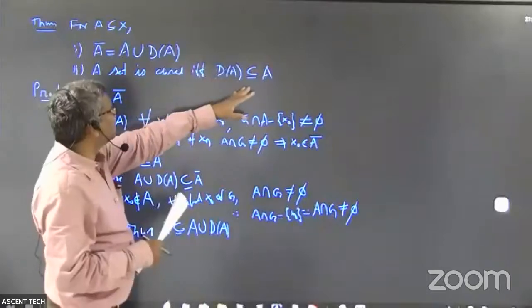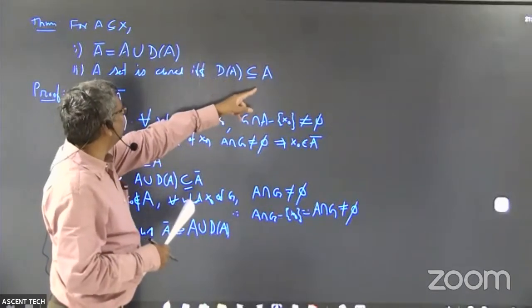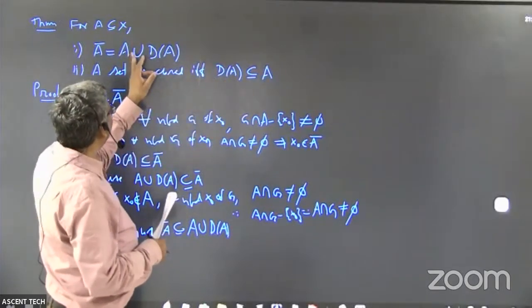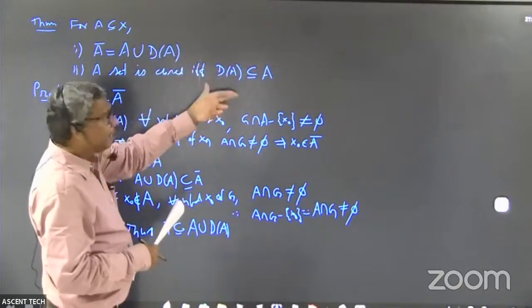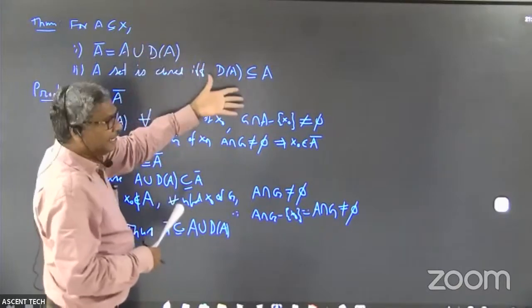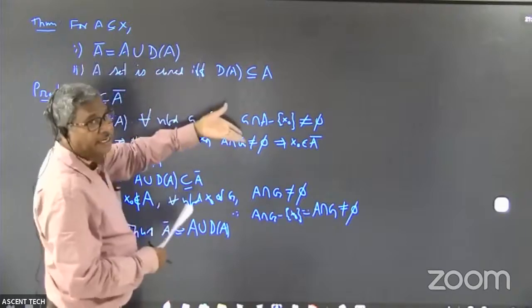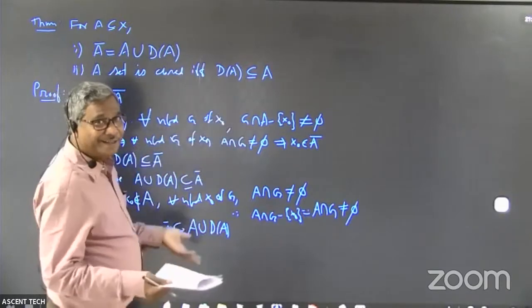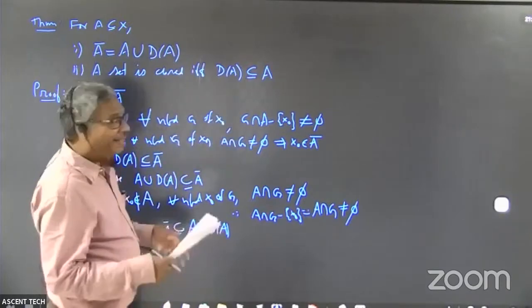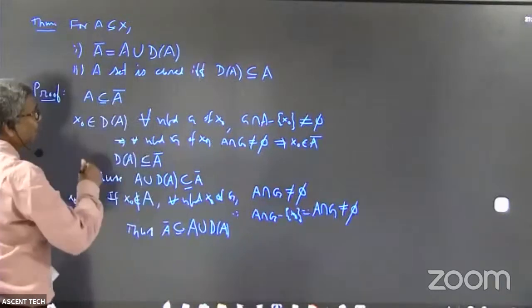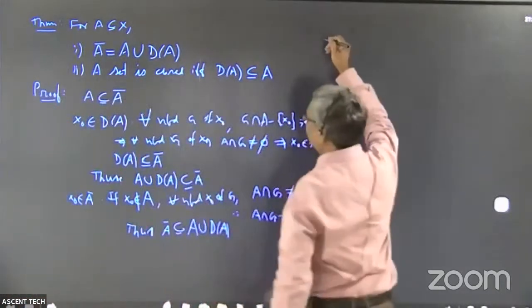No, if dA is contained in A. Suppose dA is contained in A. A is also contained in A. So A union dA is contained in A. That is, A bar is contained in A. So A bar equals A. Okay, so if I have to prove this, we'll prove this here. Proof of 2.